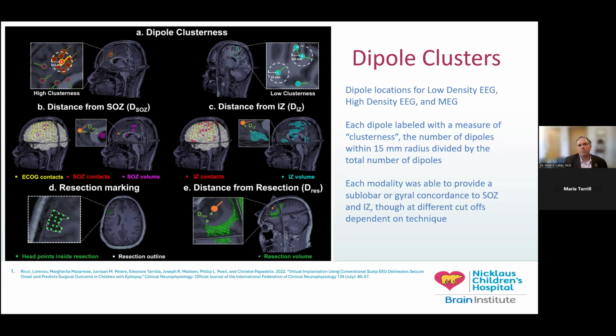And they looked at each modality and found that they had different thresholds, but each modality was able to provide a value that could be used as a cutoff for high concordance and for high predictability. And in general, it is able to provide sublobar or gyral concordance. And that's partly related to the fact that they used that 15 millimeter radius and the idea that that's going to be based off of essentially the size of a standard gyrus.